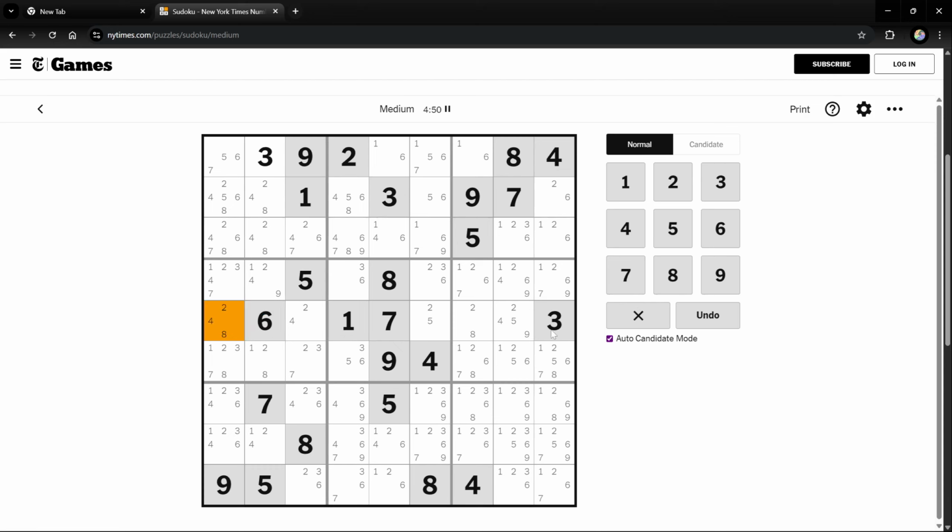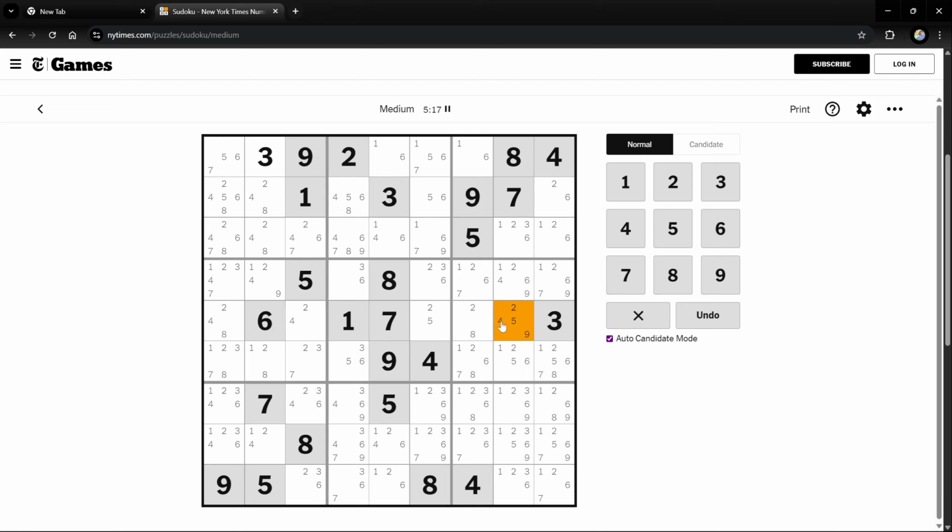We can look at this line. In this line, we have a 1, a 3, a 6, and a 7. So the candidates will be 2, 4, 5, 8, 9. And if we look at the candidates, there's 5 2s. This can be 2, this can be 2, this can be 2, these 2. And then 4, we have 3 4s possible in these places.